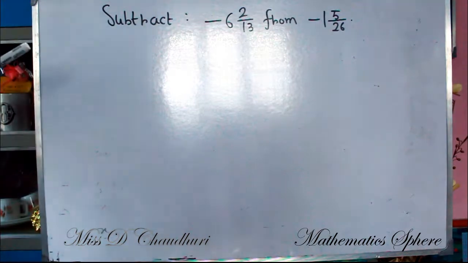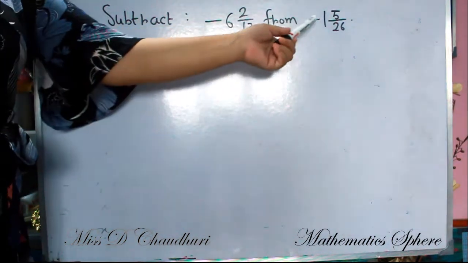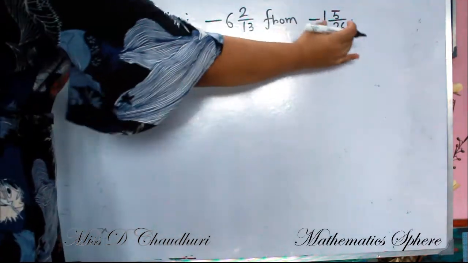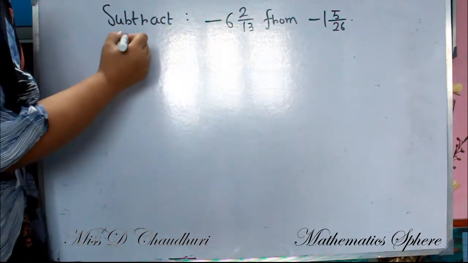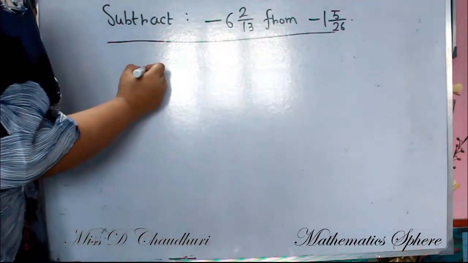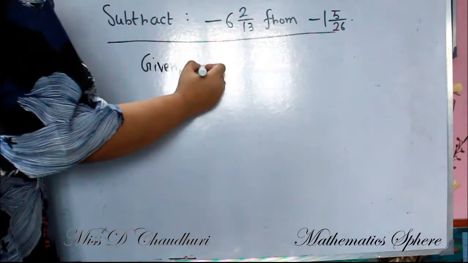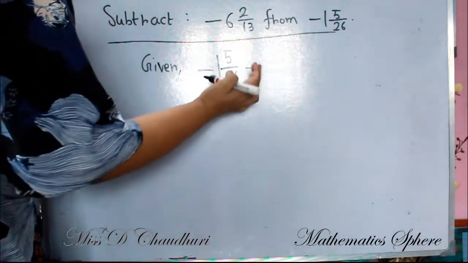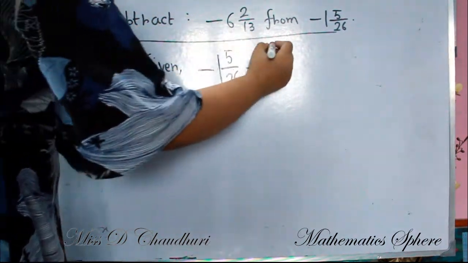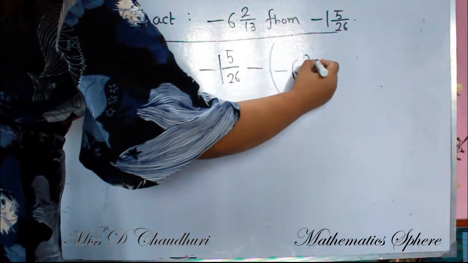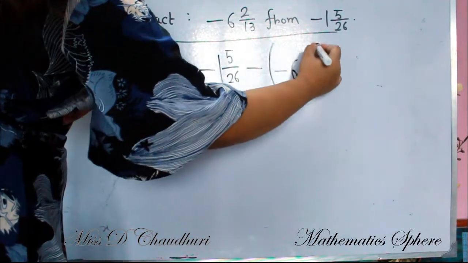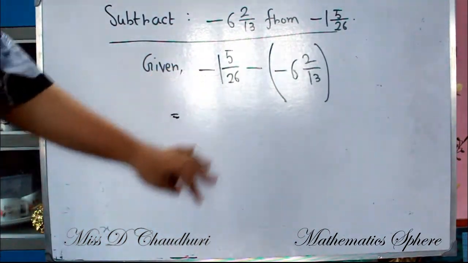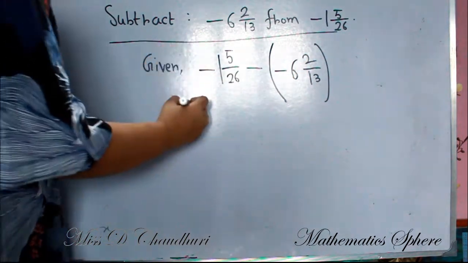In this question, subtract minus 6 2 by 13 from minus 1 5 by 26. First of all, we are going to arrange and write. From this means this minus this. So you are going to start the answer in this way: minus 1 whole 5 by 26 minus, be very careful, this minus comes for this, and here another minus is there, so you will have to put a bracket, minus 6 whole 2 by 13. Now the first work we have to do is change these mixed fractions to improper ones.